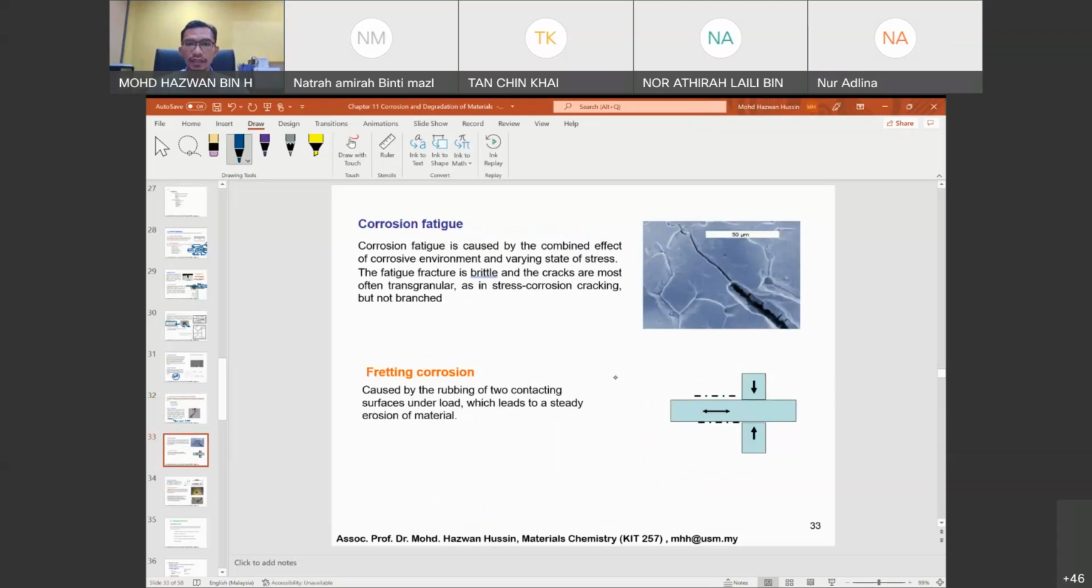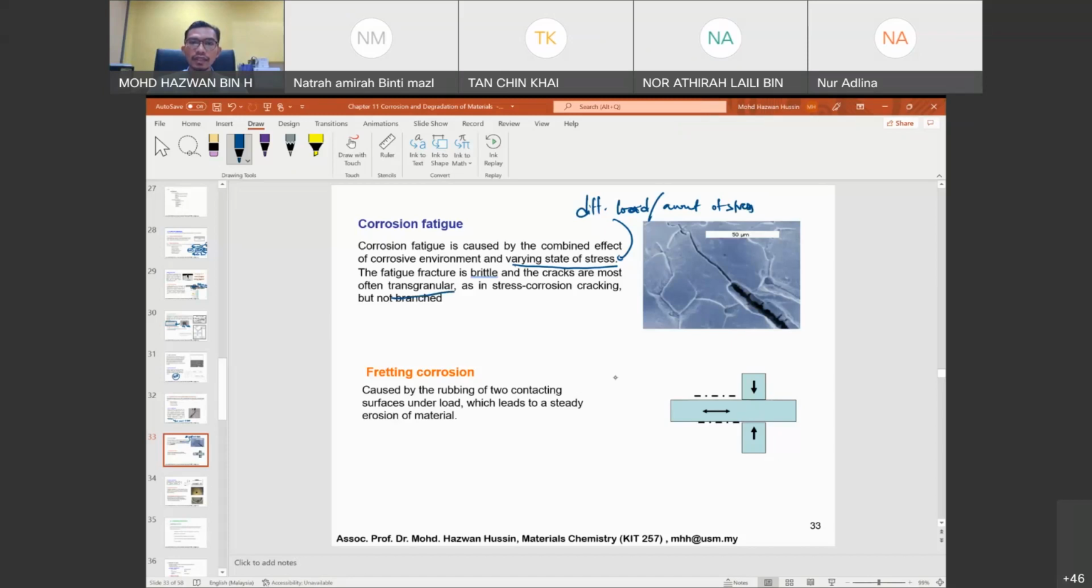Corrosion fatigue is caused by the combined effect of a corrosive environment and varying states of stress. It is almost similar to stress corrosion, but you have a different amount of load or stress. So it will actually result in transgranular cracking.